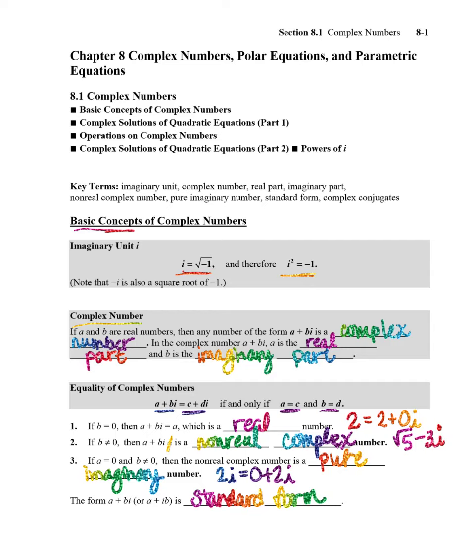In the case where you would want to write a plus ib, if you have something like 7 plus i root 2, you normally put the root after the i to make it more readable, because that i has to be outside of the radical.